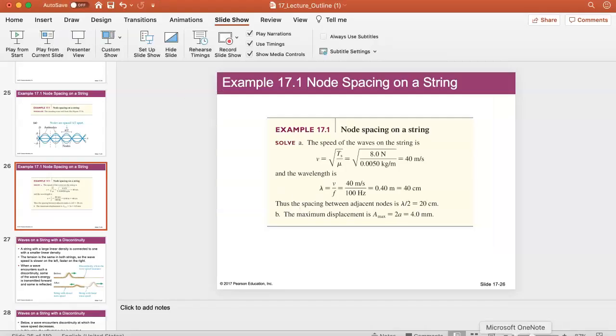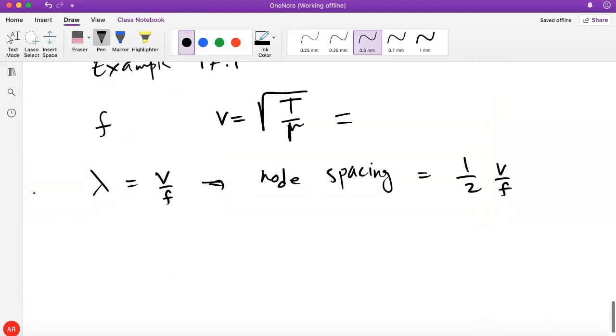So A max is, so this is part A. Part B is A max is simply twice A. All right.